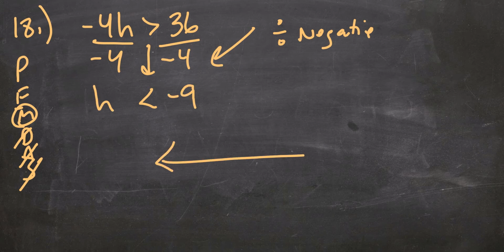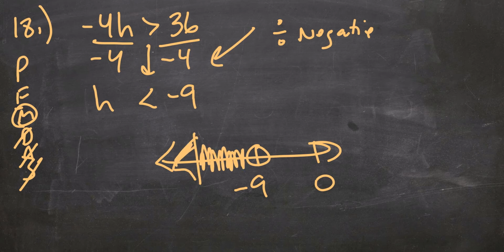I make my number line. I put negative 9 in the middle. I put 0 on the right because 0 is bigger. It's a less than. It's an open circle, and it's less than. So that means, guys, when I plug in 0, it shouldn't work. So I'm going to plug in 0. I get 0 is greater than 36, which is false. So that means I'm pretty sure I did it right.